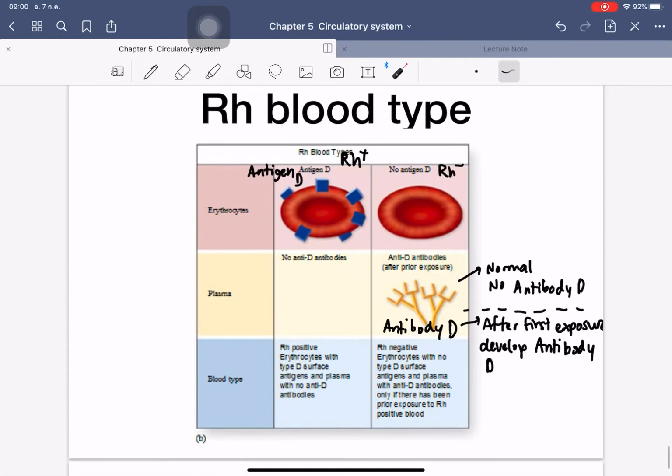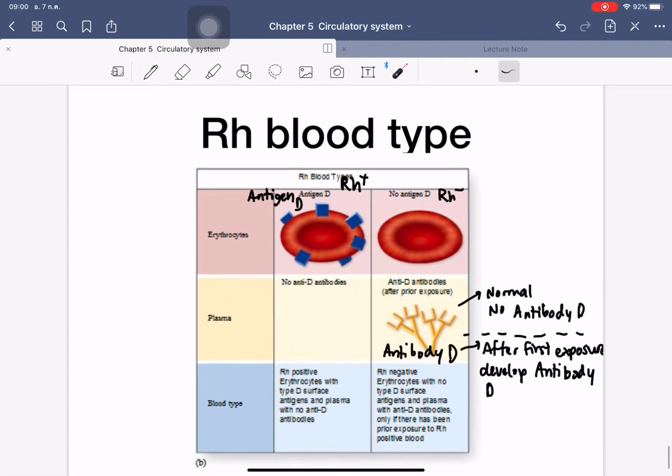In the case of the Rh blood type, we have only two variations, Rh positive and Rh negative. The antigen that plays the role here is antigen D. If you have antigen D on the surface of the red blood cells, you will be Rh positive. But if you don't have it, you will be Rh negative. But this is not the problem. The problem goes to the antibody.